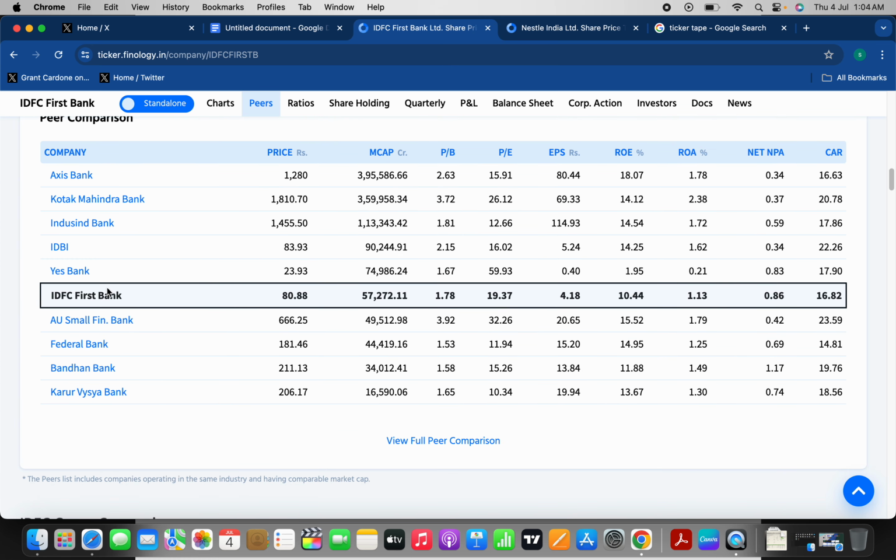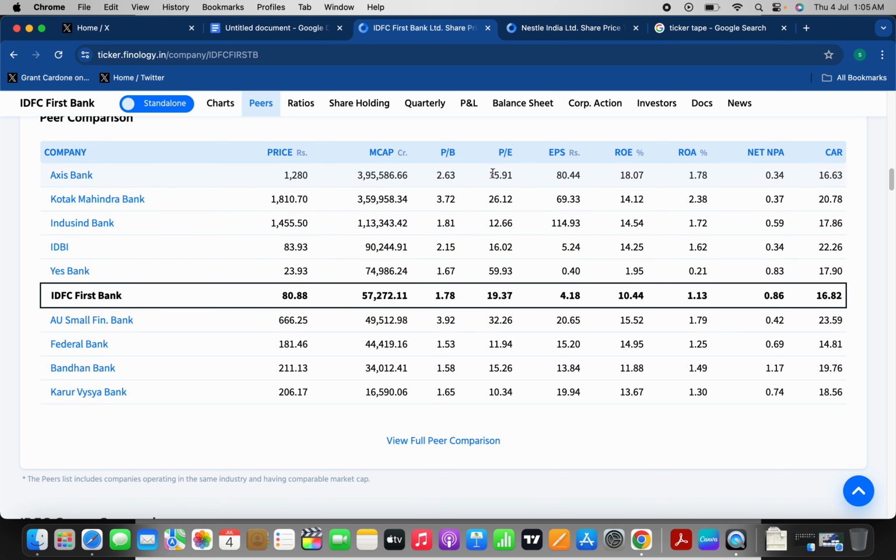We can observe the competitors. See IDFC First Bank, its P ratio is 19.3 at this price, because it is the most cheapest bank if I can see out here. That's not a stock recommendation, but it is what it is. P ratio, you can observe all the P ratios, right?